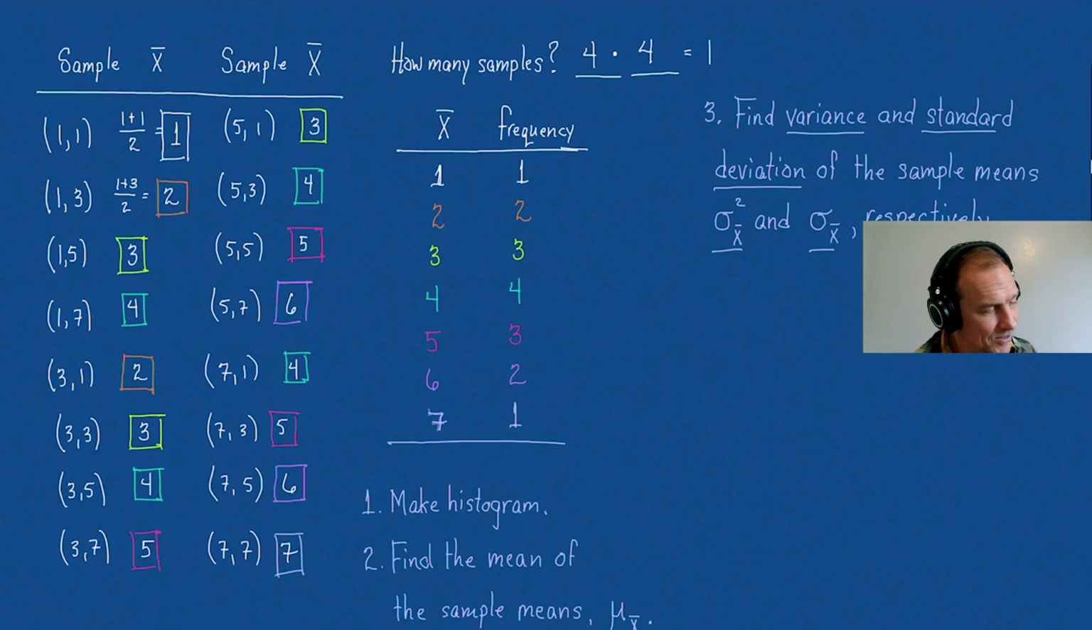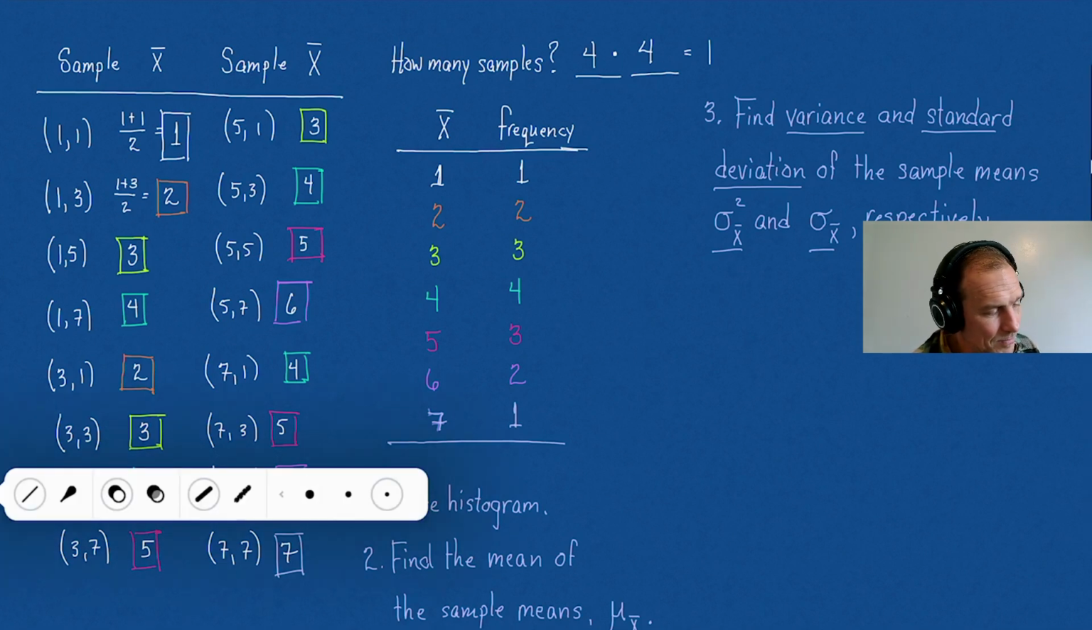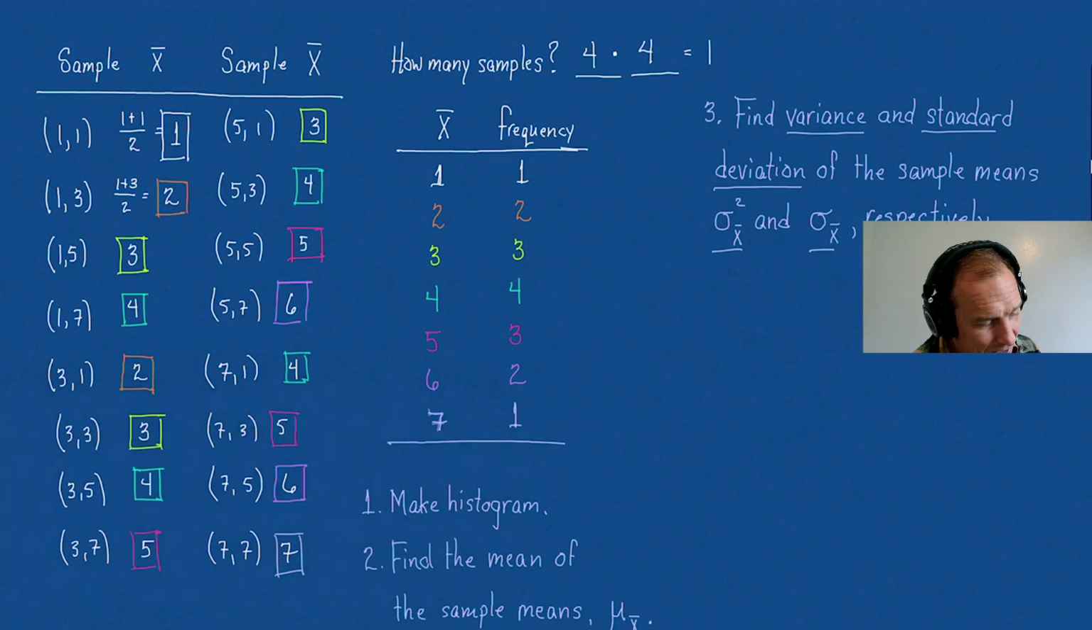Okay, let's do that. We can do this. So the mean of our sample means? Well, let's do it this way. We have the ones, and it has a frequency of 1, plus. Our next sample mean was 2, and it had a frequency of 2.